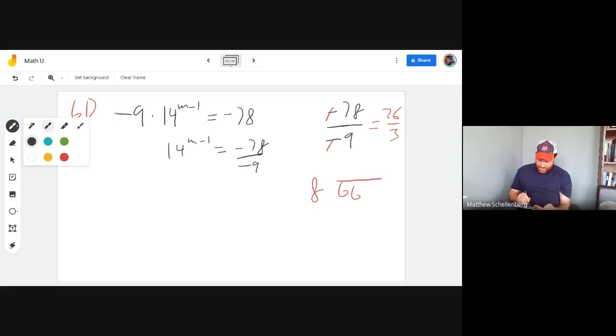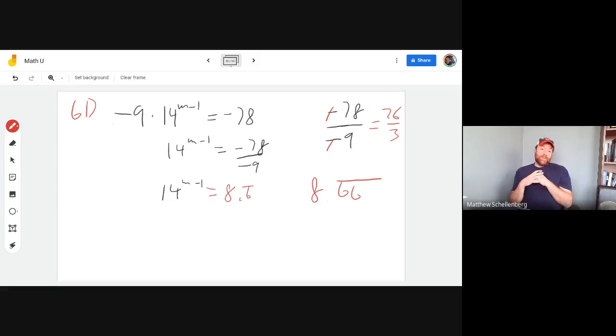And so I guess I'll just write that. 14 to the m minus 1 equals 8.6 repeating. And now I can convert this to a logarithm. There is another trick I really want to show you, but I think I should just refrain from doing that because it might blow your minds. Let's just pretend that it's a normal exponent and just do that. Maybe afterwards I'll blow your minds.